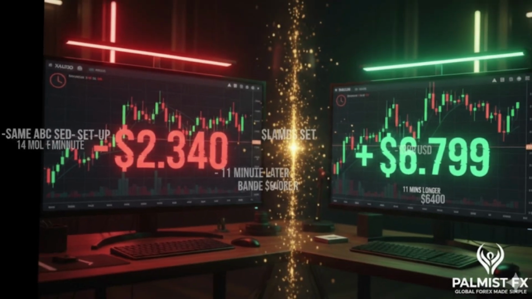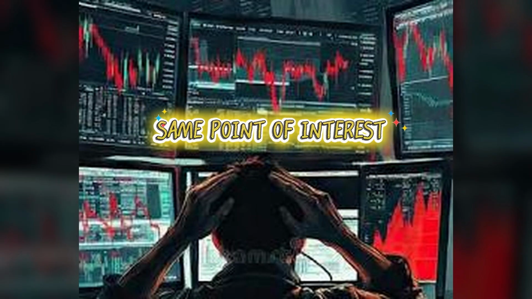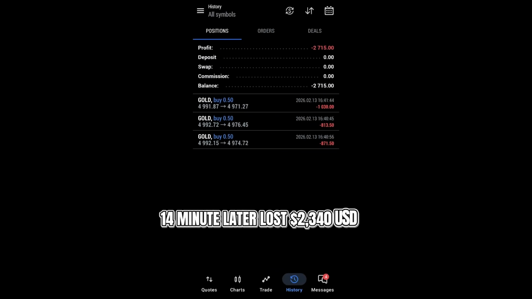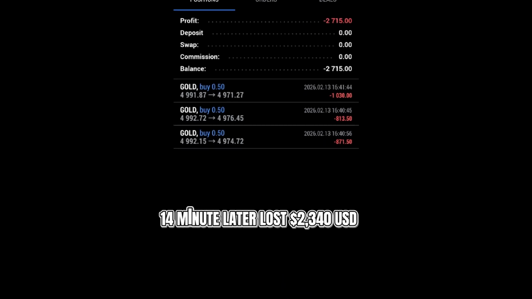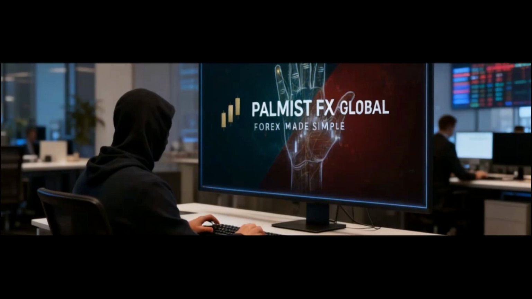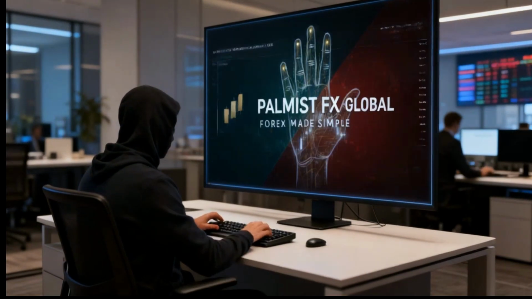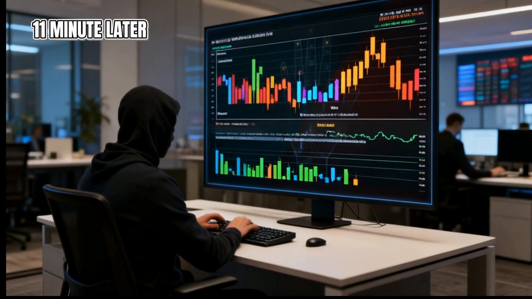Two traders, same 4-hour ABC setup on gold, same point of interest. The first trader buys the moment price taps the zone. 14 minutes later, he's down $2,340. The second trader watches the exact same setup and does nothing. 11 minutes later, he enters.